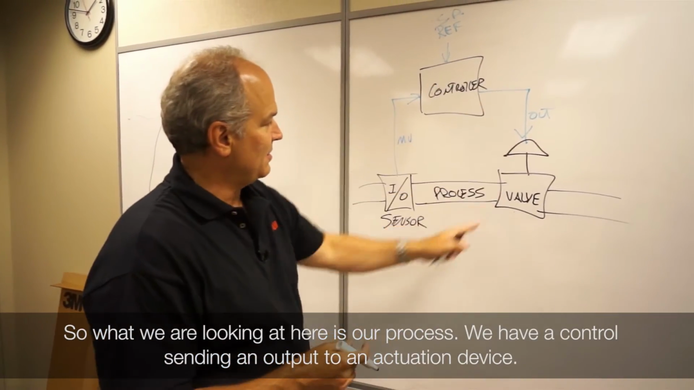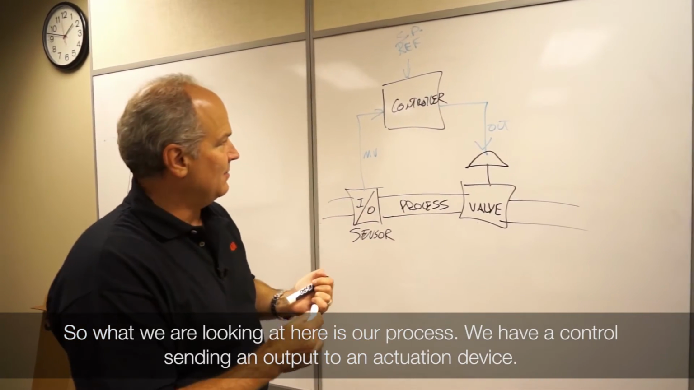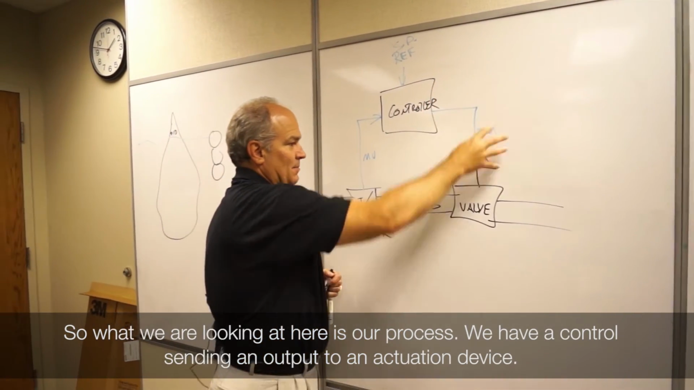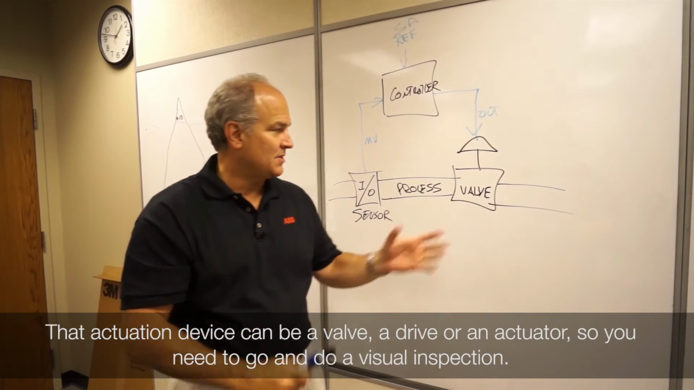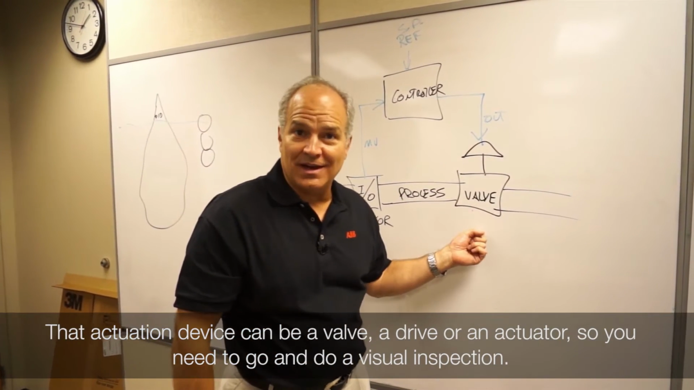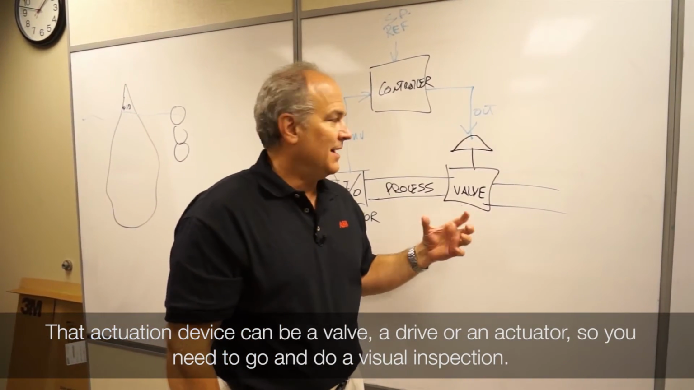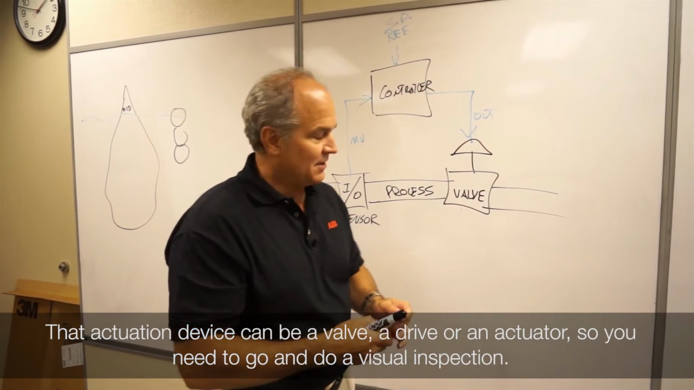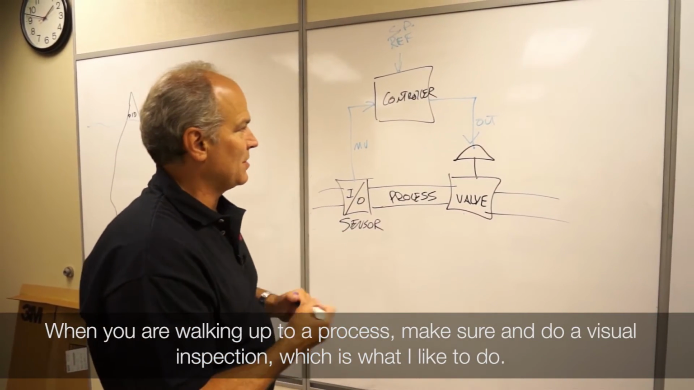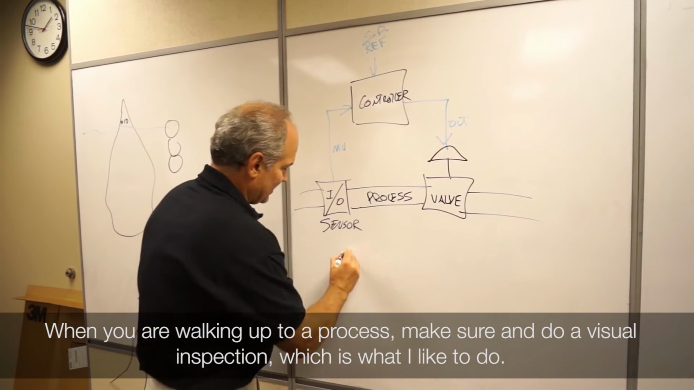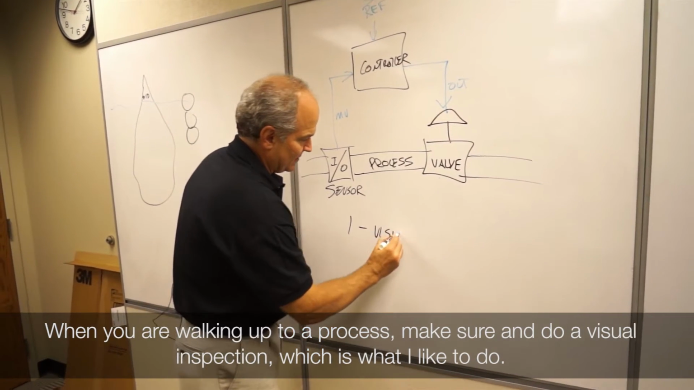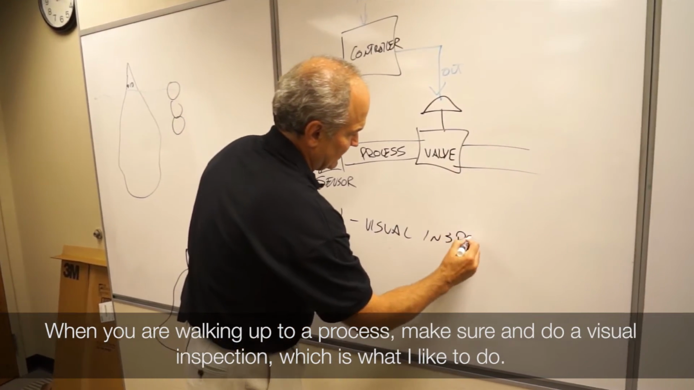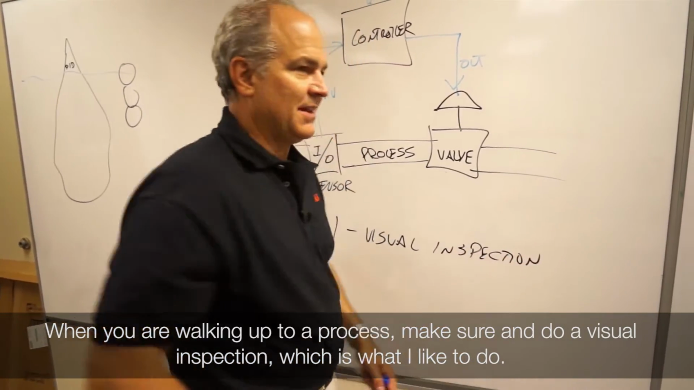So what we're looking at here is our process. We have a controller sending an output to an actuation device. That actuation device could be a valve, a drive, or an actuator, and you need to do a visual inspection. When you're walking up to a process, do a visual inspection. That's what I like to do.